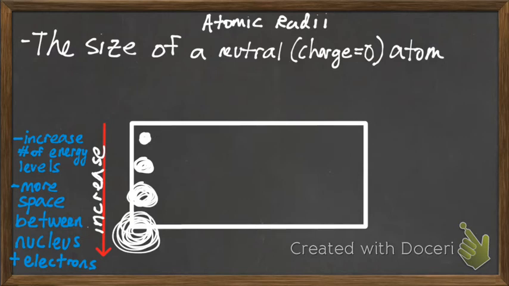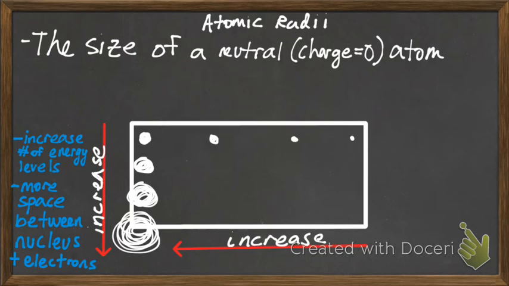Now, let's go across our periodic table. So let's start again, top left, and let's go to the right. What happens? If we look, we find that the atoms get smaller. So, as we move to the left, our atoms increase in size.